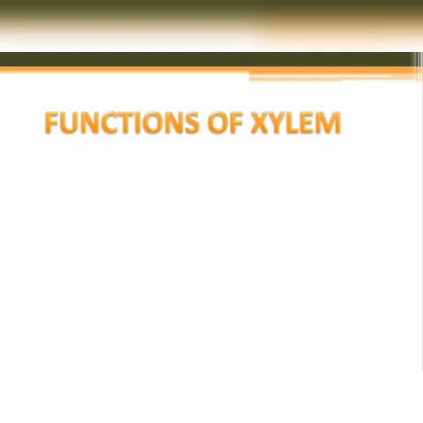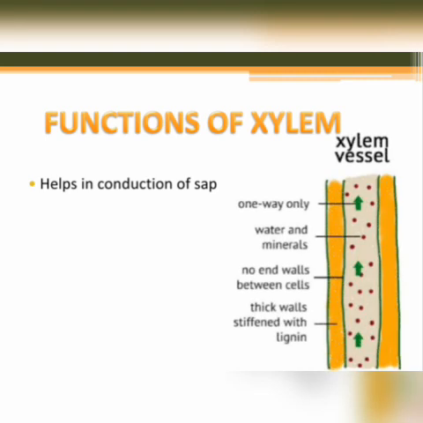Let us see the functions of xylem. First, it helps in conduction of sap. Sap means nothing but minerals and water. Next, as you can see in the figure, the blue line indicates the movement, the direction of water and minerals.